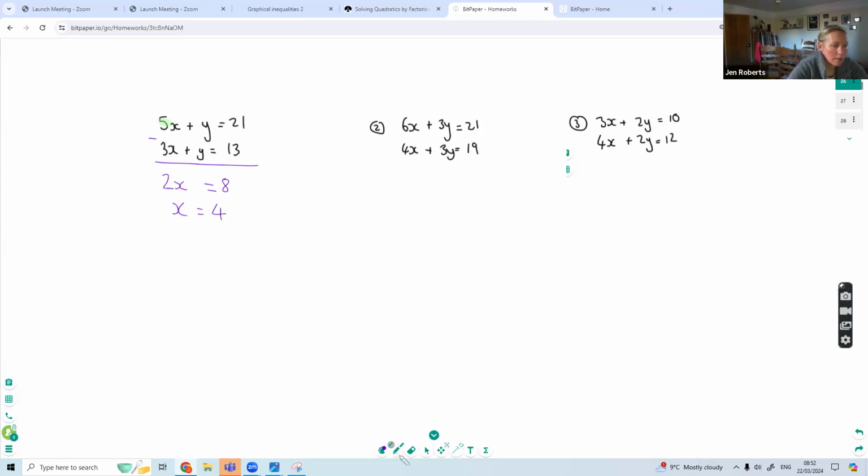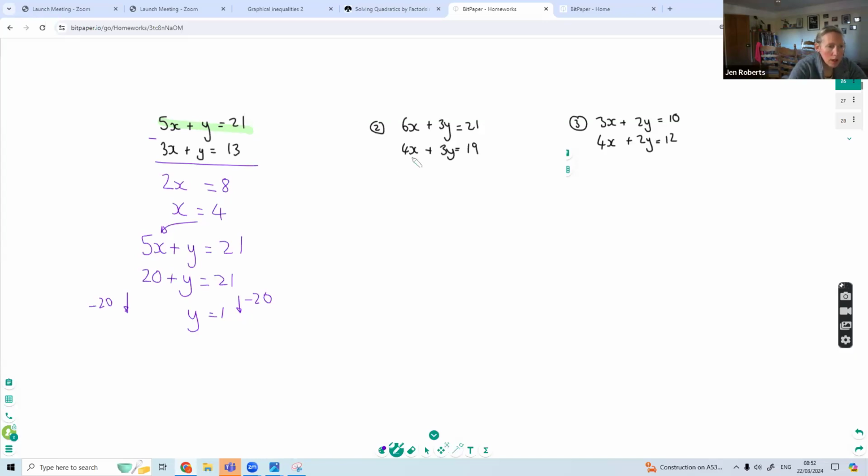Substitute that into here. 5x plus y equals 21. We know x is 4. So I put that into there. 5 times 4 is 20. 20 plus y equals 21. And then we're going to take 20 off of both sides. We're left with y here and 1 there. So x is 4, y is 1.